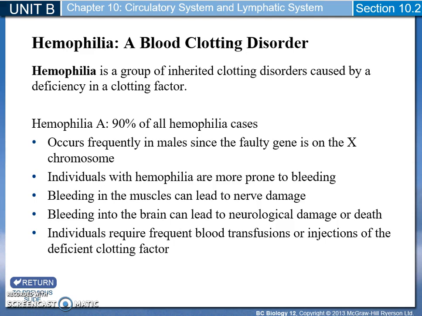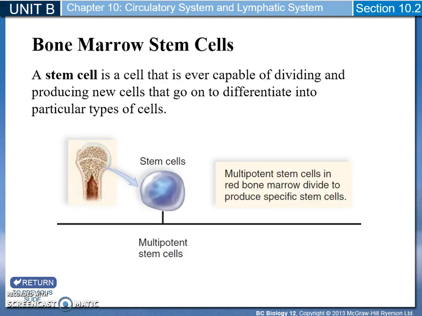more prone to bleeding. Bleeding in the muscles can cause nerve damage, and bleeding in the brain can cause neurological damage or even death. And these individuals require frequent blood transfusions or injections of the deficient clotting factor so that the clotting mechanism can function a little closer to normal.